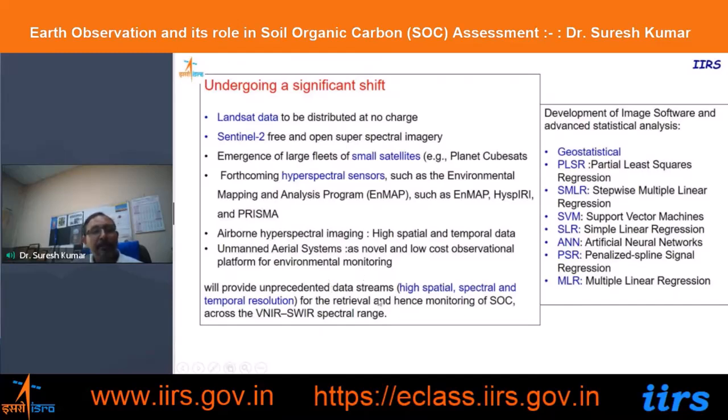So today there is availability of high spatial, spectral, and temporal resolutions. We have spatial resolutions from 1 meter, 5 meter to 30 meter. Spectral bands range from 4 spectral bands to 10 to 15 multispectral bands, and hyperspectral up to 100 spectral bands. And temporally you have weekly remote sensing data, which can give a major breakthrough in mapping of soil organic carbon.